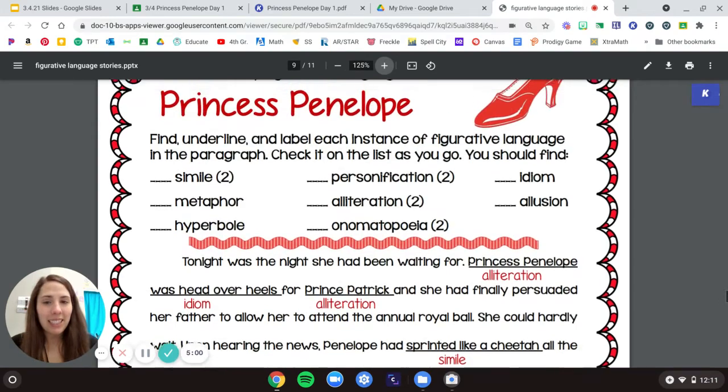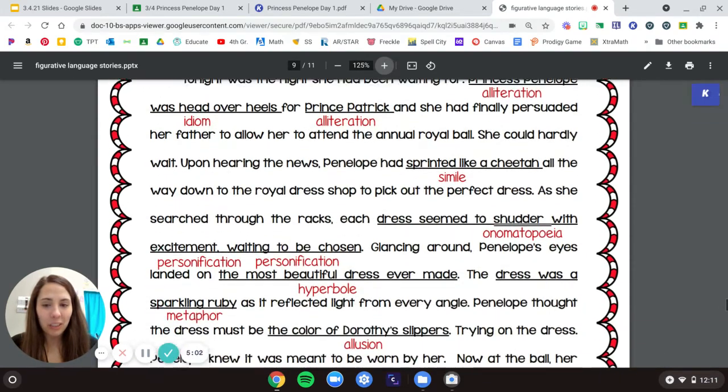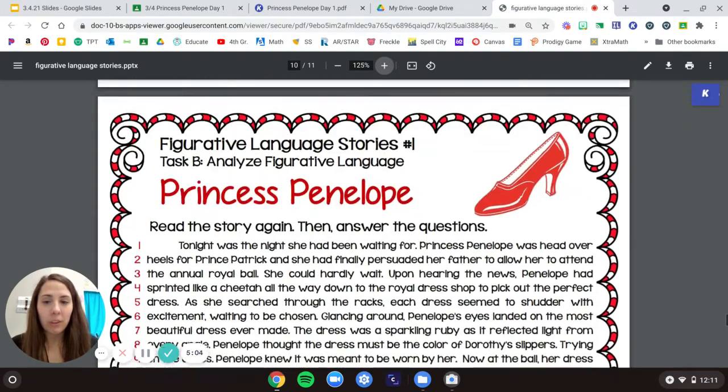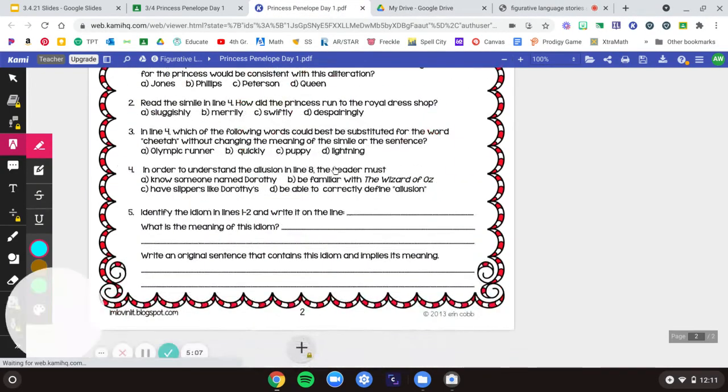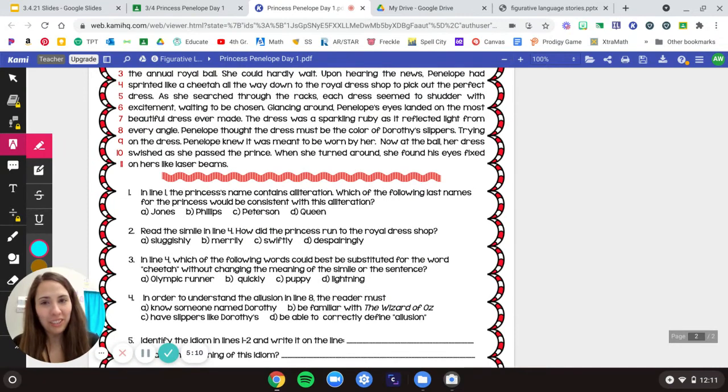So that's what we did in class today. We found examples in our story. And tomorrow we will look at the second page of our story and answer those questions. So keep your worksheets for another day. And for next week too, don't get rid of them.